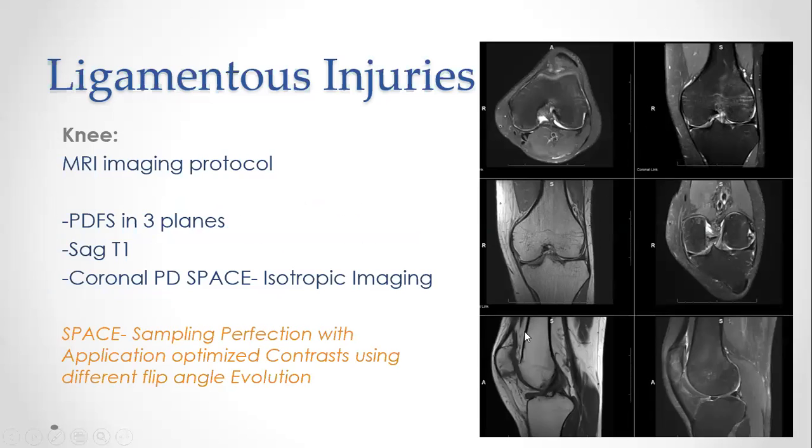We also have sagittal T1, and we should always have a T1 sequence, whether you are imaging the shoulder or the knee, any joint. This should always be a T1 sequence.